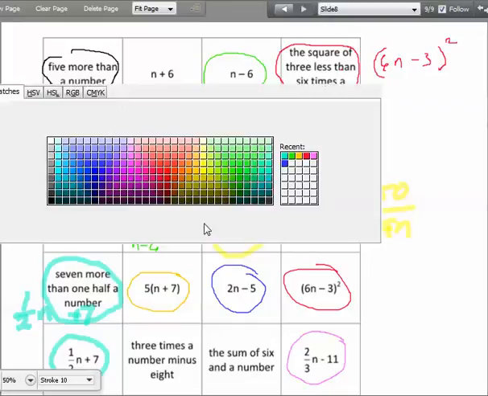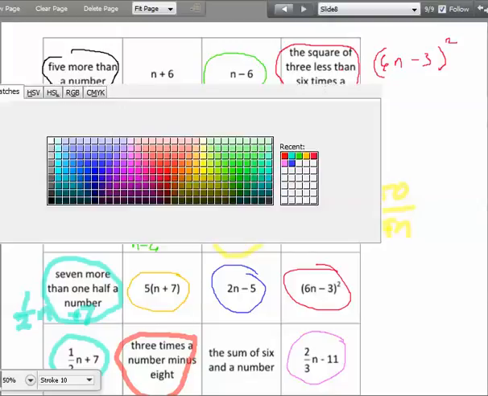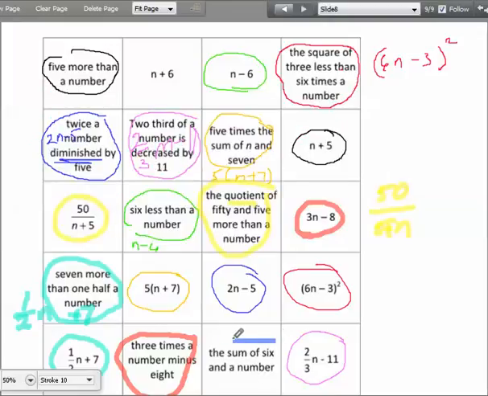Let's see here if I can get a different color. Okay? 3 times the number minus 8. That'd be 3n minus 8. That'd be this one right here. And we got one more to do here. It better line up for me. It says the sum of 6 and a number, so it'd be n plus 6. So I matched them all up. Woohoo!